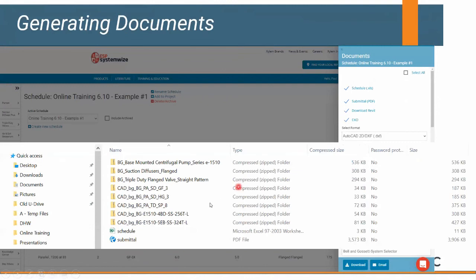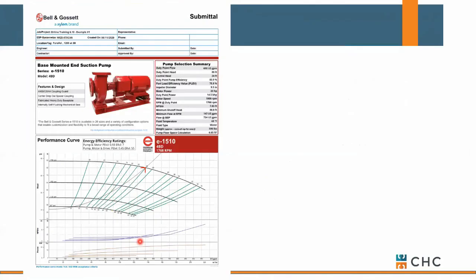You'll end up with a zip file that contains CAD files and Revit files for the equipment that was selected on your schedule. You'll get an Excel sheet of the schedule itself, as well as a submittal or proposal, depending on how you want to look at that. Here's what a typical submittal looks like, or proposal, forgive me.